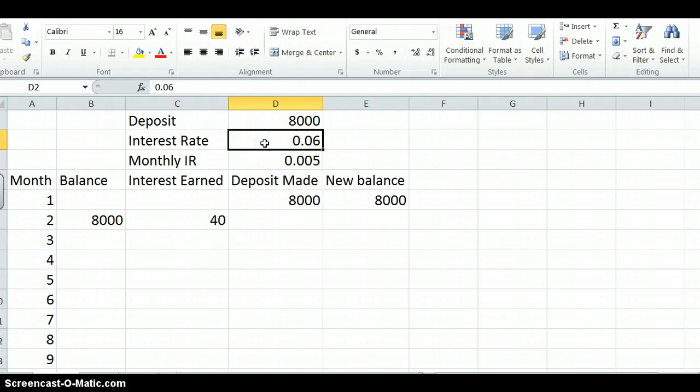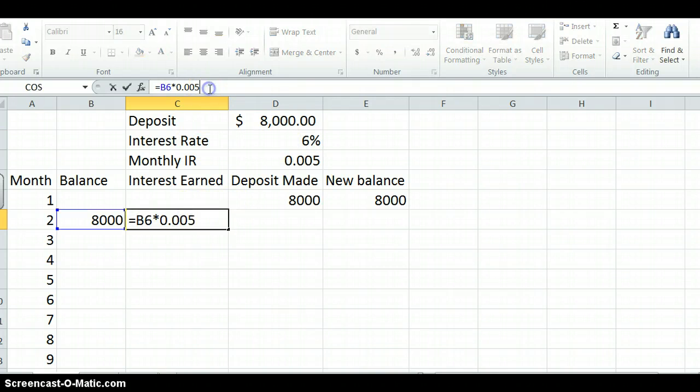Now we can format some of this stuff as well. If I click on here, I can make this dollars. If I click on here, I can make this a percent interest. This one, I don't know if you want to change or not. I'm going to leave it as 0.005. The computer will automatically calculate this as 0.06 though. Now if I go back here, instead of using 0.005, what am I going to use? Well, I want to use these inputs here.